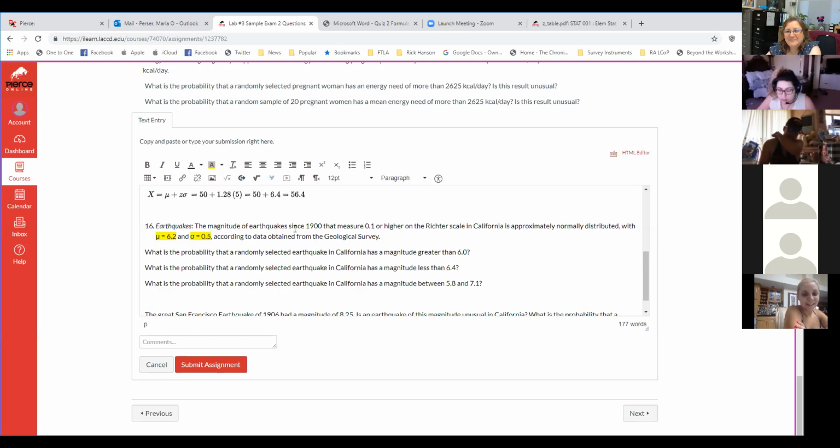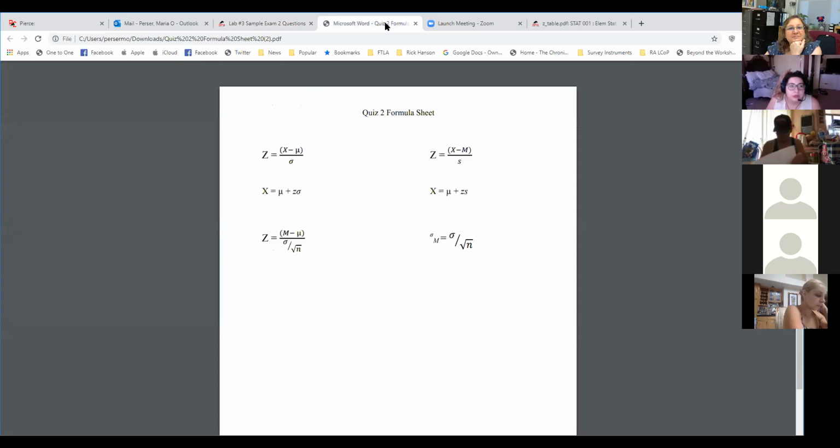Okay. So would we be using, let me look at it again. So many tabs. I was looking at the formula sheet and I have to go through all my tabs to make sure. So would we be using... What numbers do you have?